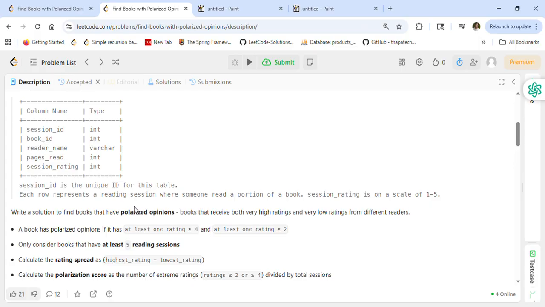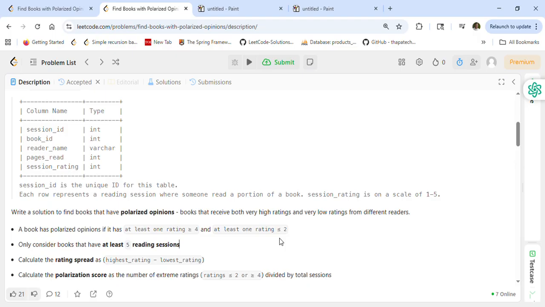Write a solution to find books that have polarized opinions, books that receive both very high ratings and very low ratings from different readers. That is what is called polarized opinions. A book has a polarized opinion if it has at least one rating greater than or equal to 4 and at least one rating less than or equal to 2. Only consider books that have at least 5 reading sessions.